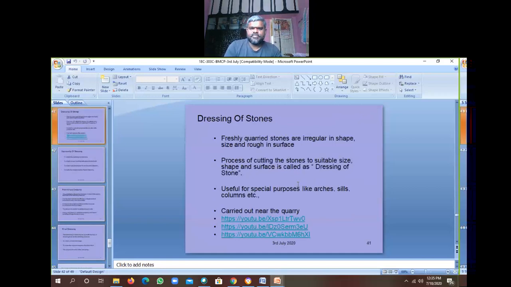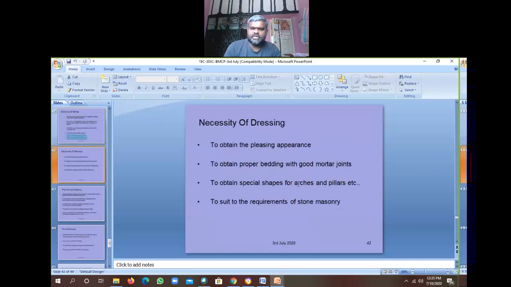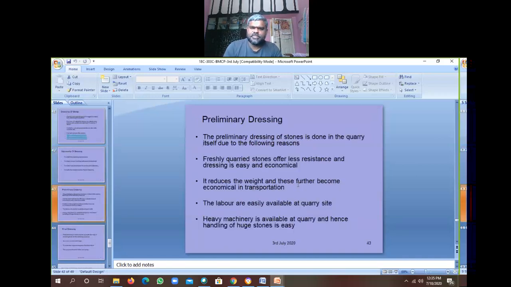Then dressing: freshly quarried stones are irregular in shape and size and rough in surface. The process of cutting the stones to suitable size, shape and surface is called dressing of stones. The necessity is to obtain a pleasing appearance, proper bedding with good mortar joints, and special shapes and arches. The preliminary dressing of stones is done in the quarry itself for the following reasons.